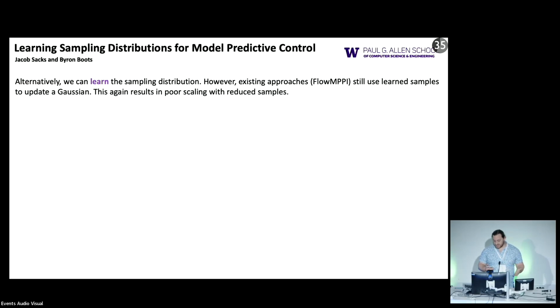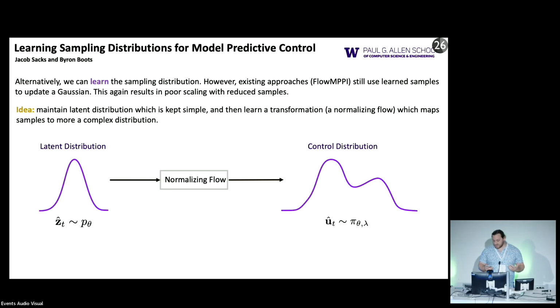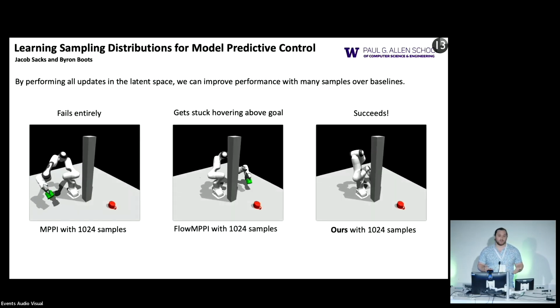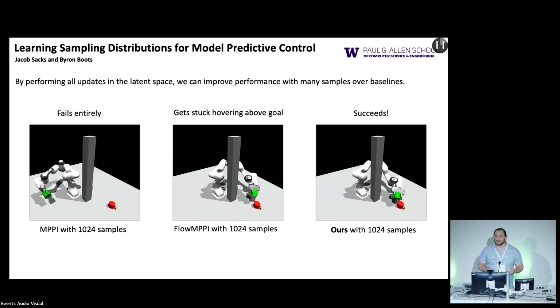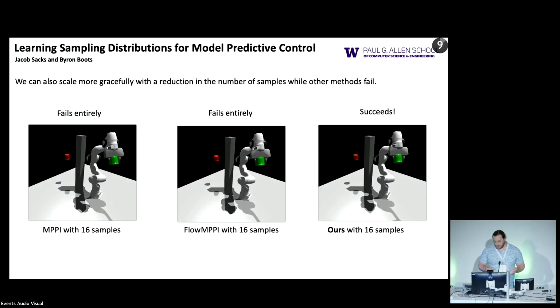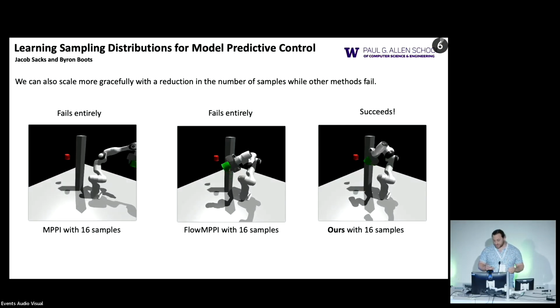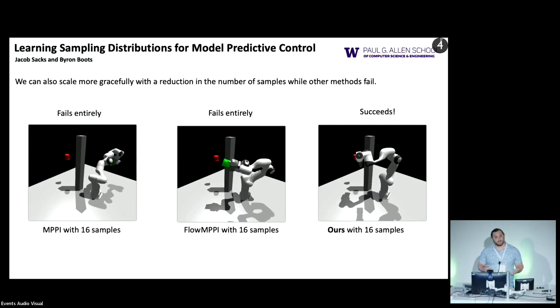However, existing approaches, such as flow MPPI, still use these learned samples to update a Gaussian. This again can result in poor scaling with reduced samples. So our idea is to maintain a simple latent space and learn a transformation, in this case, a normalizing flow, which maps samples to a more complex distribution. We can then perform all MPC operations in the latent space. By performing all updates in the latent space, we can improve performance with many samples over baselines. We can also scale more gracefully with a reduction in the number of samples, while other methods may fail.